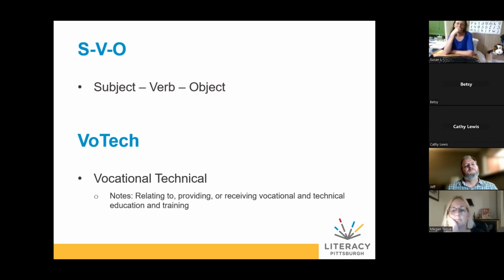And then VOTEC, which is vocational technical, it is relating to providing or receiving vocational and technical education or training. So that is something that we come across with our career services and helping students get into programs that they would like to study in.